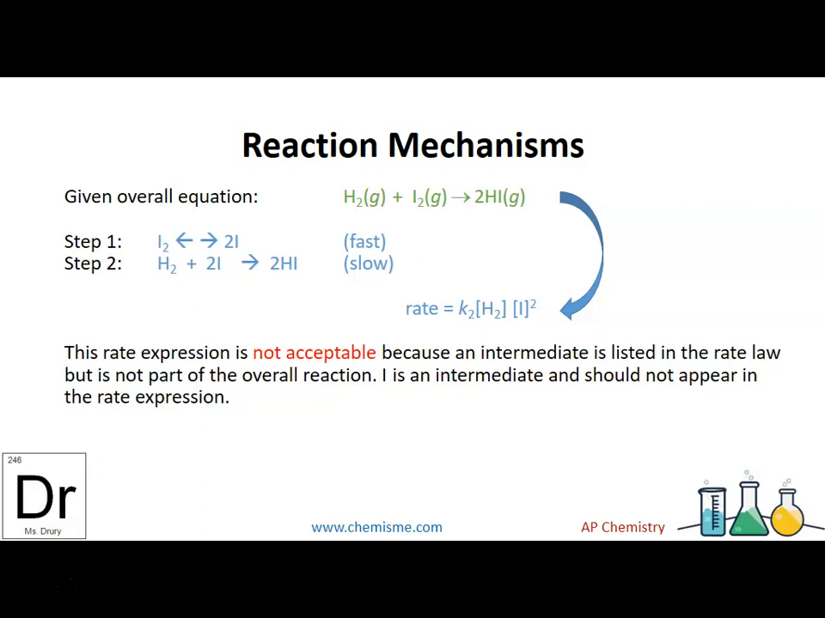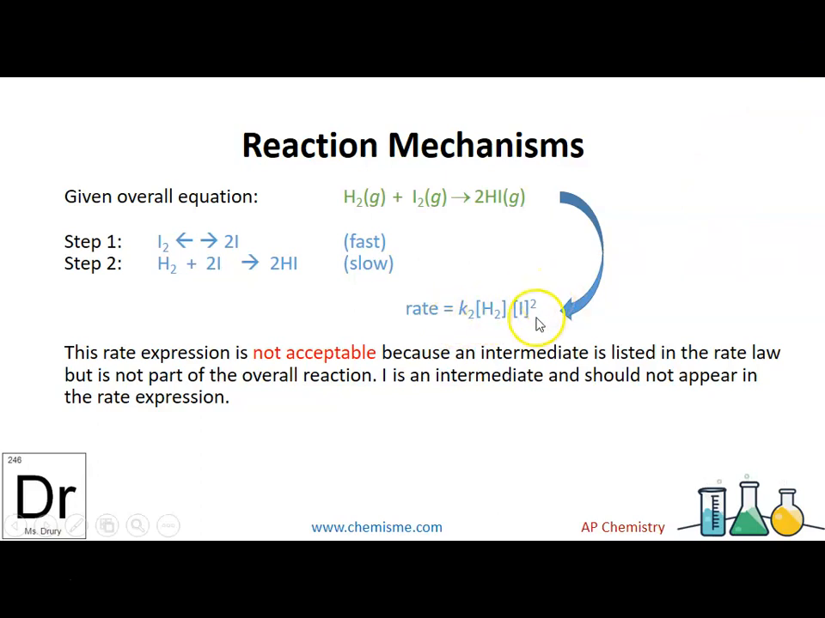Given this overall reaction of H2 and I2 makes 2HI, the first step is that iodine actually breaks its bonds to form 2I. It happens pretty quick as long as it's warm enough. Then the H2 reacted with those 2 I's, and that's what formed 2HI. So H2 does not collide with I2, right? And we found experimentally that the rate was equal to k times H2 times I squared.